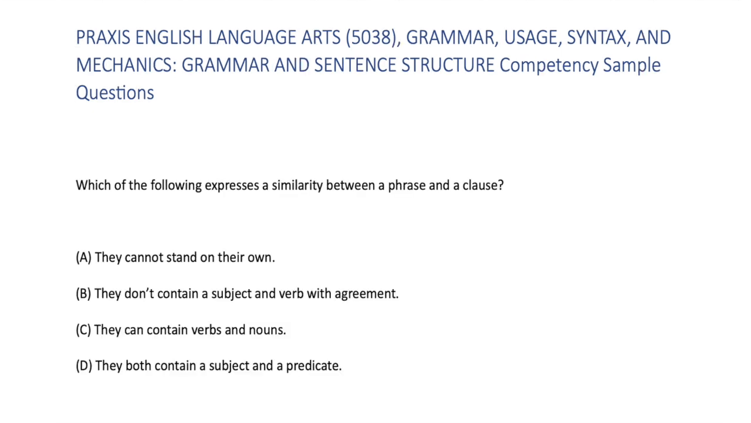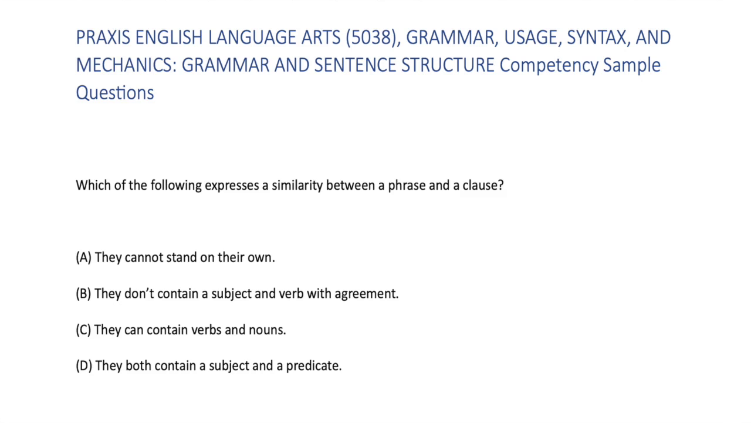Which of the following expresses a similarity between a phrase and a clause? Would it be A, they cannot stand on their own? B, they don't contain a subject and verb with agreement? C, they can contain verbs and nouns? Or D, they both contain a subject and a predicate? Let's begin by ruling out option A, they cannot stand on their own. The context clue in this scenario is stand on their own, which hints at grammatical completeness. But it's inaccurate. Independent clauses can stand alone, while phrases never do.